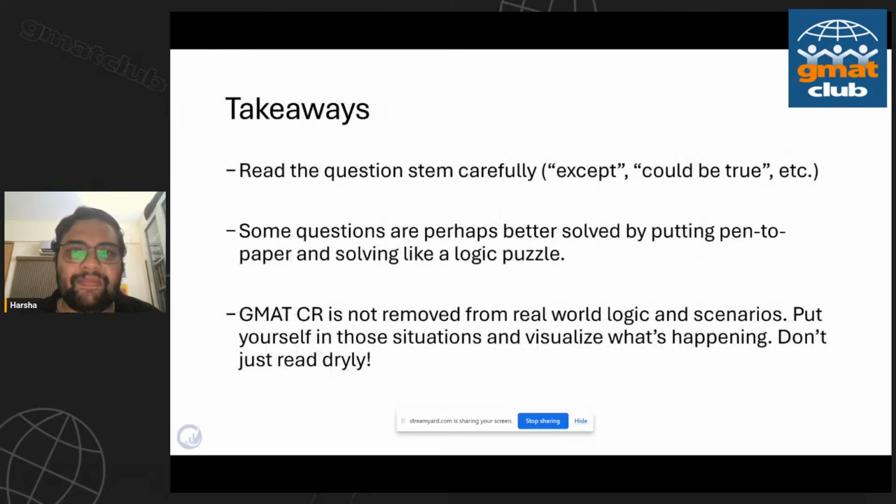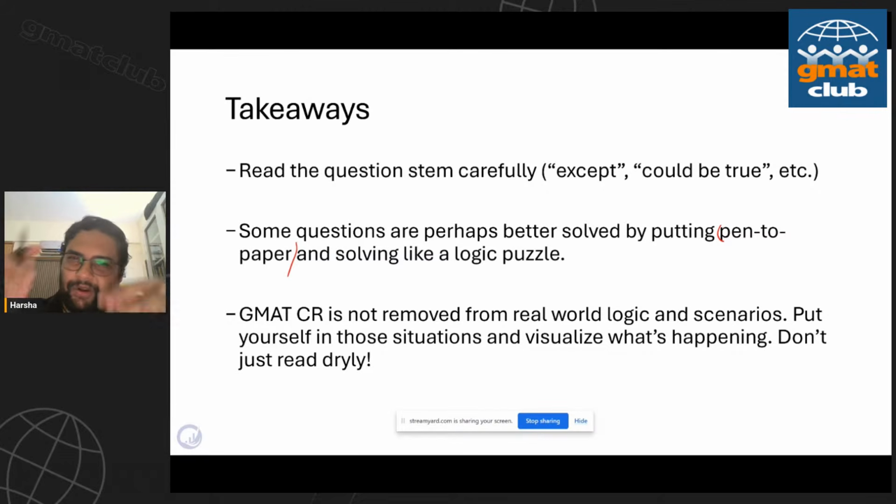Some quick takeaways. Really read the question stem carefully. That's something I really want you to take away from the last two or three questions. We saw a few examples where putting pen to paper is not a bad idea. Don't be under the idea that all of verbal has to be done mentally. Even I used to think like that, and I do have that arrogance that I can probably pull it off. But there are questions where you will benefit if you put pen to paper.